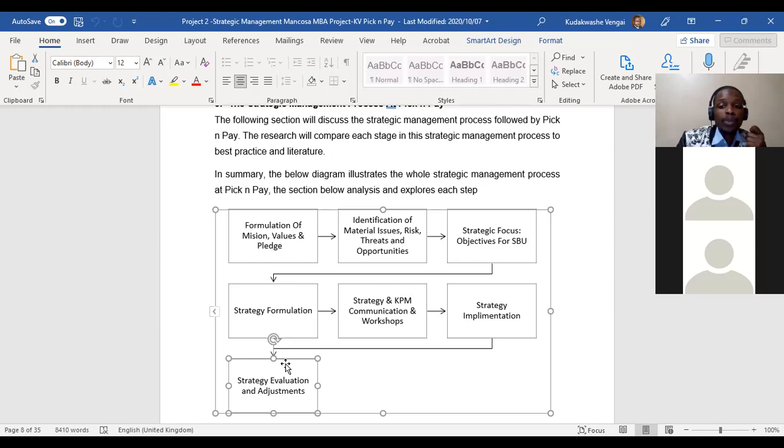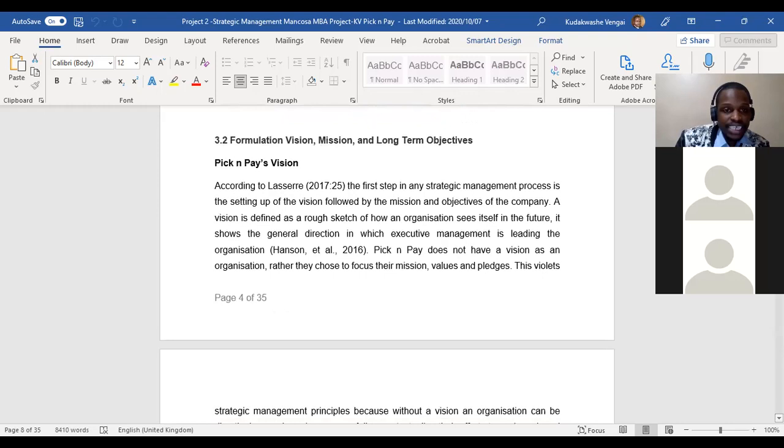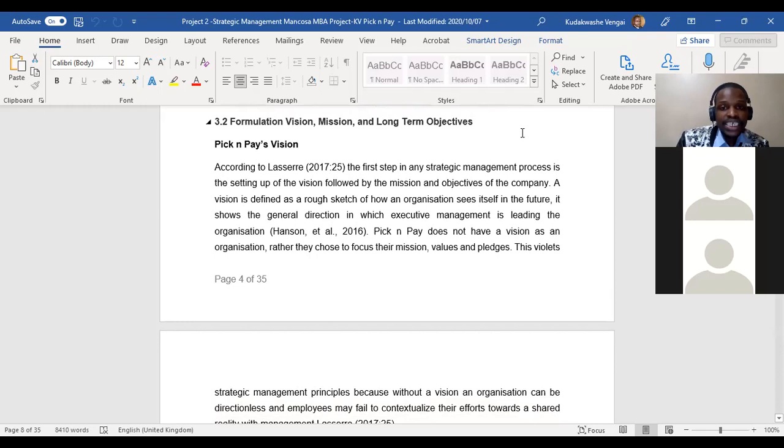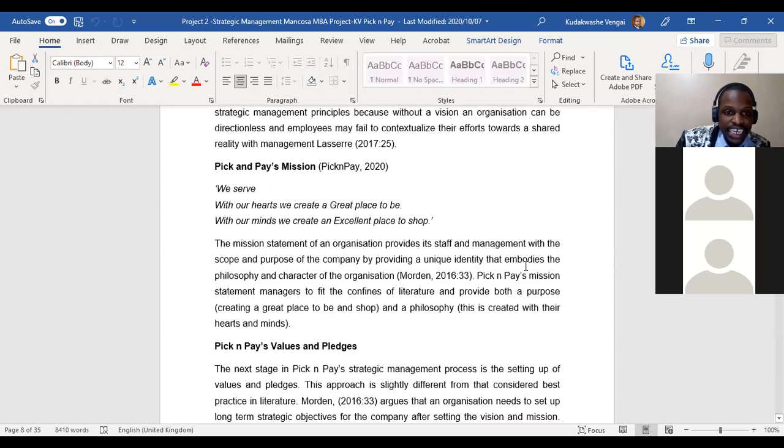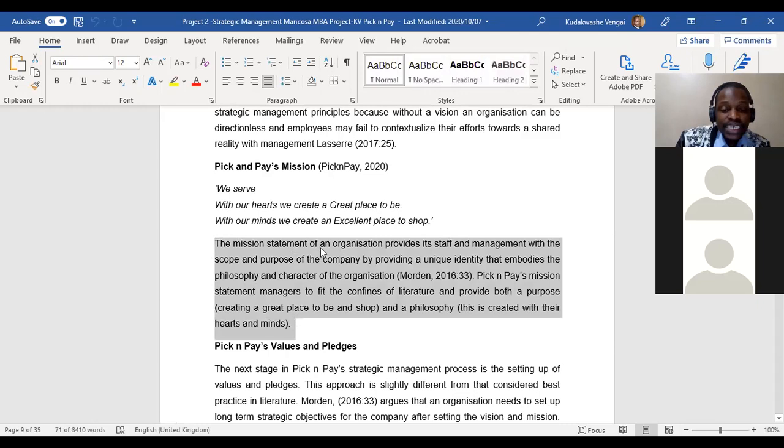Now, in terms of my assessment, you can now see what my assessment was. So first thing, formulation of vision, mission, and long-term objectives. Let's see what I said here. I've highlighted here, Pick and Pay's mission, vision. This is their vision. I've copied it over here, right? And then read my statement over here, right? The mission statement of the organization provides staff and management with the scope and purpose of the company by providing a unique identity that embodies the philosophy and character of the organization.